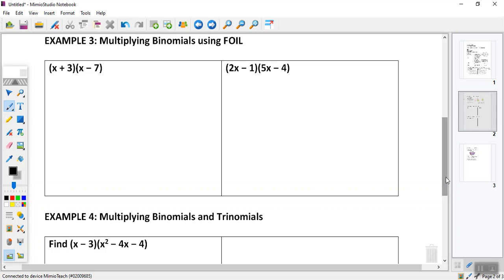Guys, what do you want me to do? You want me to do the box method, or can I draw arrows and do it like I like to do it? How do you want me to? Arrows okay? All right. Help me out, kids. What am I doing first here?